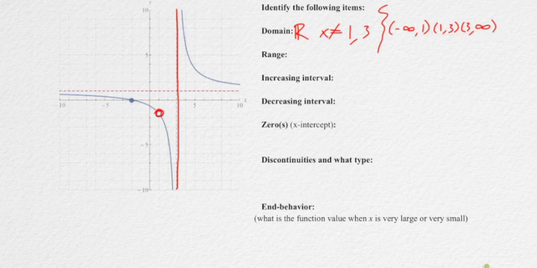Okay, so let's talk about range now. So range is y values, and if I look at how high up and how low down the graph is, we're looking at these y values. It's going to go up to positive y values forever, and then it kind of evens out here.